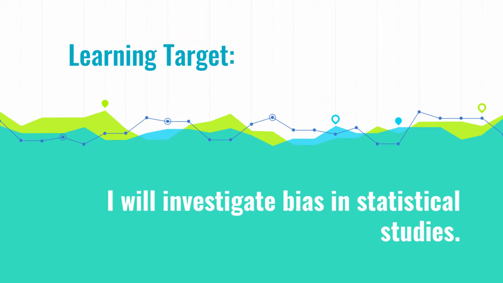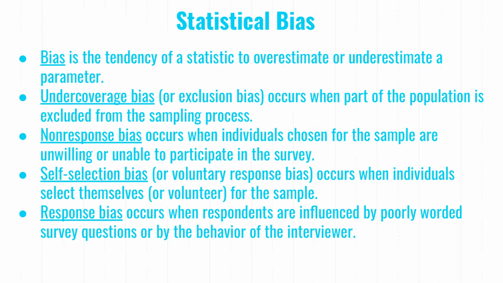Our learning target is that you will investigate bias in statistical studies. So take a moment and copy down these definitions, the different types of bias that you can see. First of all, bias is the tendency of a statistic to overestimate or underestimate a parameter.